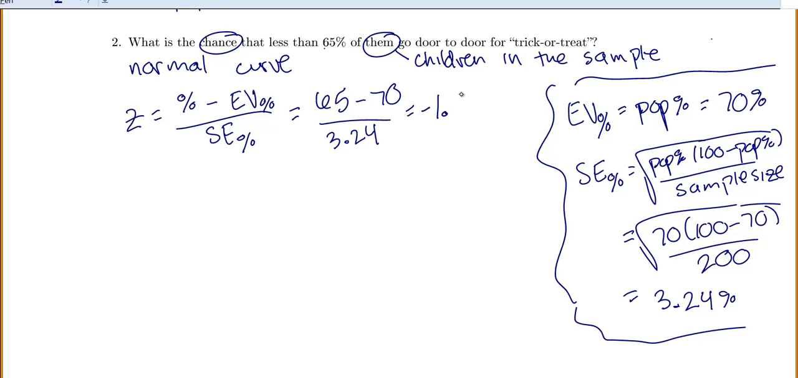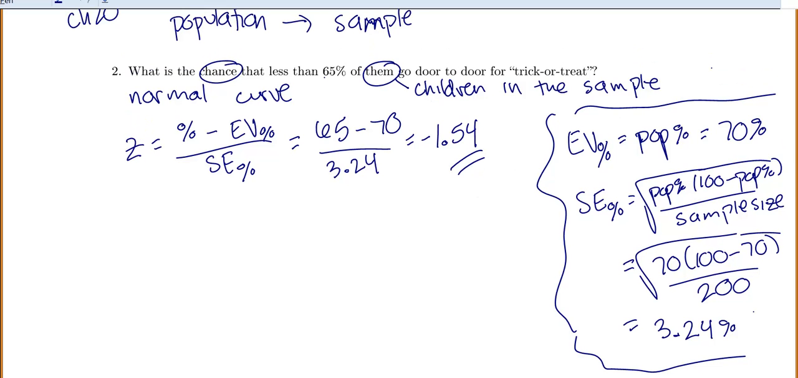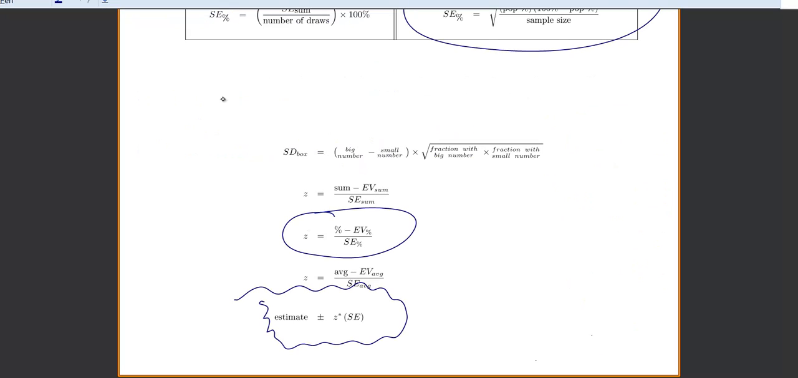So negative 1.54. Can you tell me one more time how we knew which Z formula to use? Because I'm confused on using the sample percentage plus or minus, and then that one. You mean you're confused between this one and this one? Yeah, I'm just stuck on the estimate one, I guess. Is that the one that we use for different things?